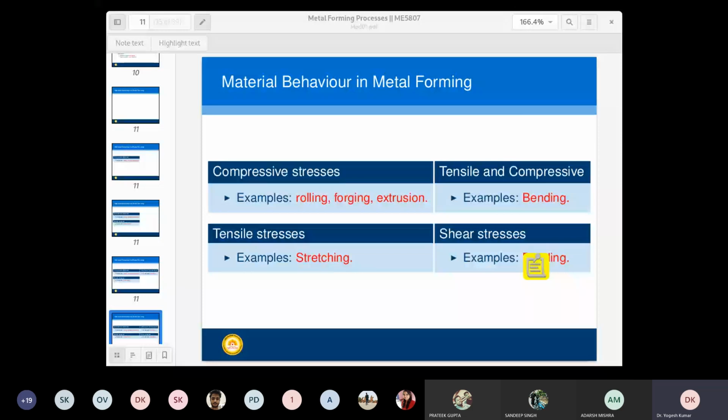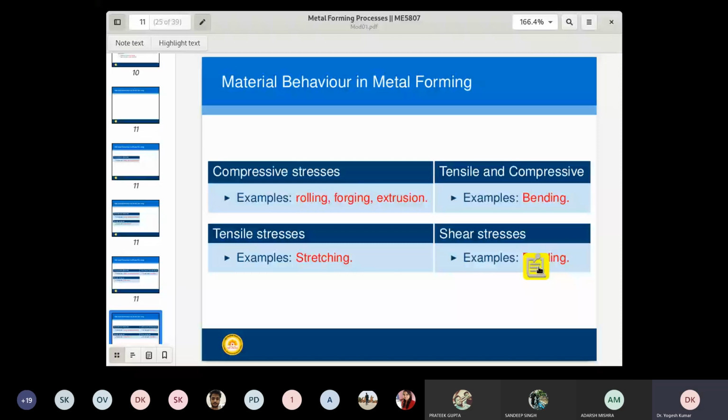Punching means creating holes on a sheet surface. So what happens in the case of punching? The shear stresses are developed, and these shear stresses are enough to cut the hole on your sheet surface.